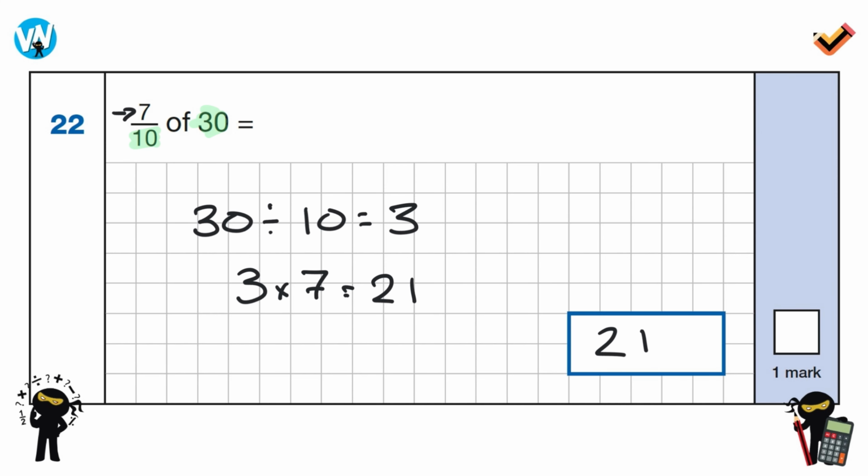So that's these question types covered. There aren't any more examples, but you may get one of these in your SATs. And remember, if you see that of and a fraction and a whole number, it's just divide by the bottom, divide by the denominator, times by the numerator.